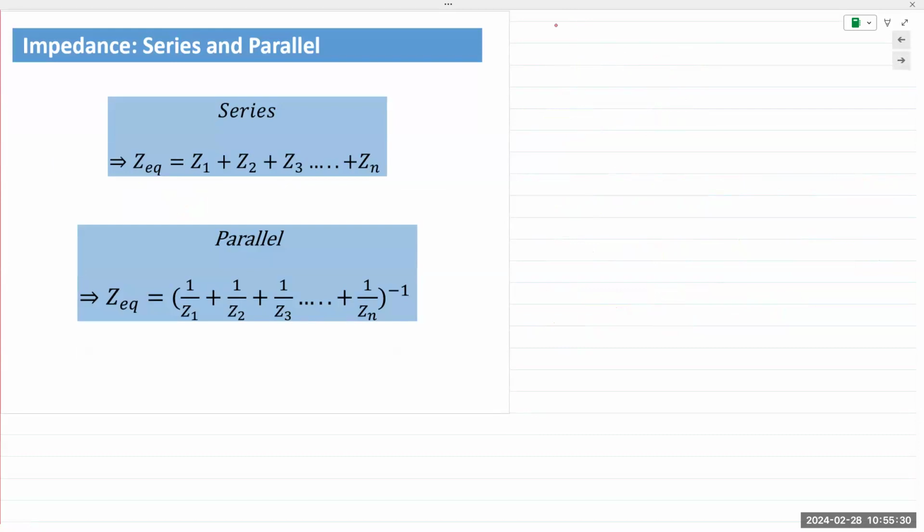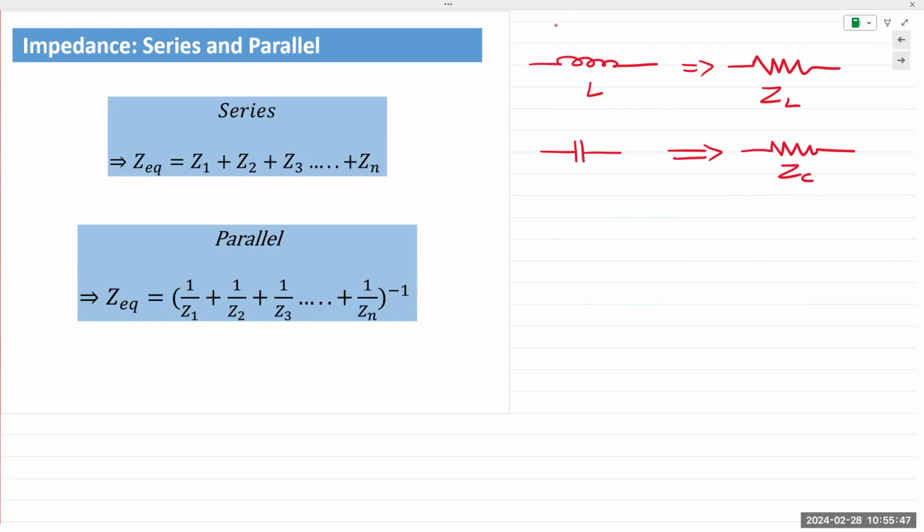So if you have an inductor, you can represent it as an impedance, right? L is represented as ZL. If you have a capacitor, you can represent it as ZC. Now, inductors and capacitors, we already saw how they add up. If you combine the value of the inductances, you can add it up either in series or parallel. Capacitors also.